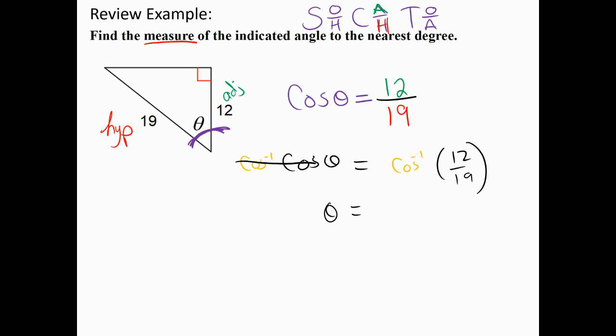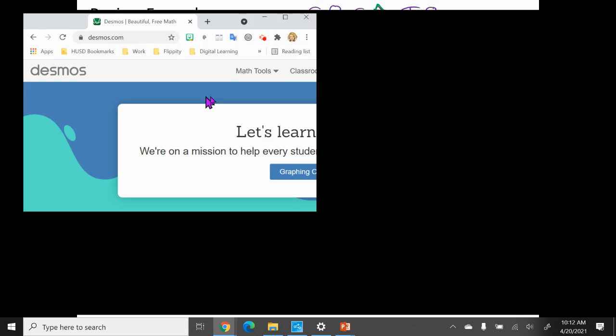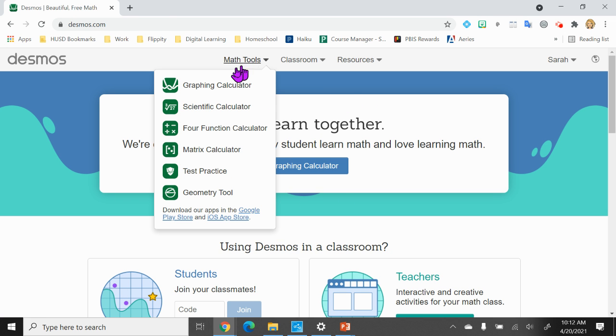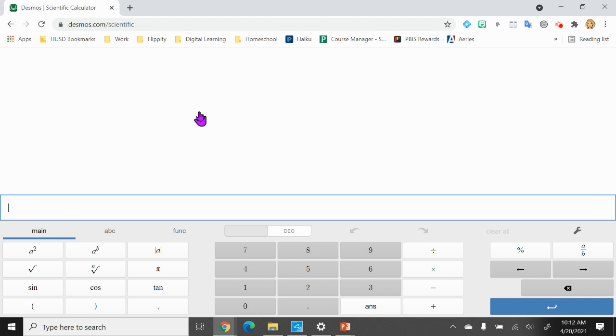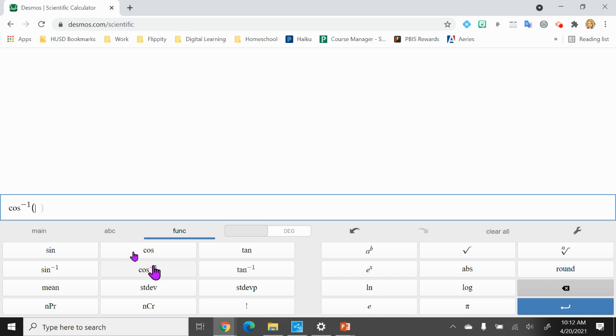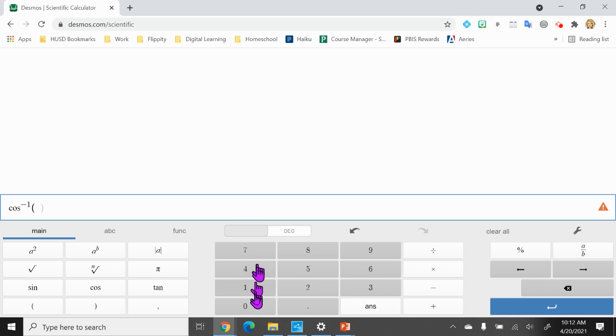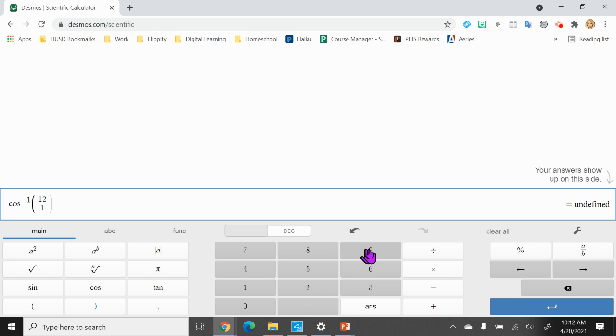And this is where you need to use the calculator and type it in. Don't forget it's 12 over 19. Okay, so go to Tools, go to Scientific Calculator. And you're going to do cosine inverse. So you have to go over here to the function button and hit cosine inverse. It has to have that little -1. And then it was 12 divided by 19.